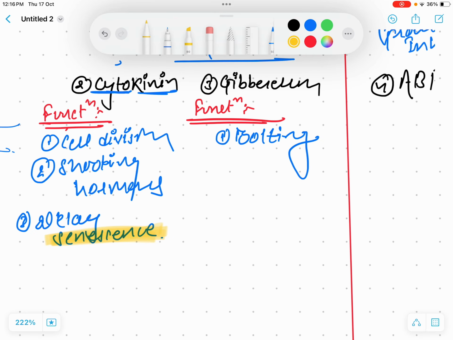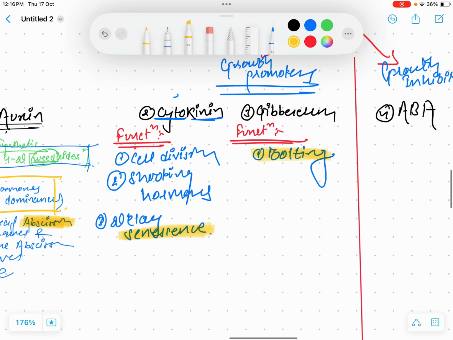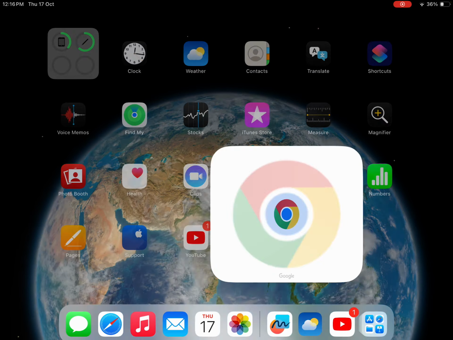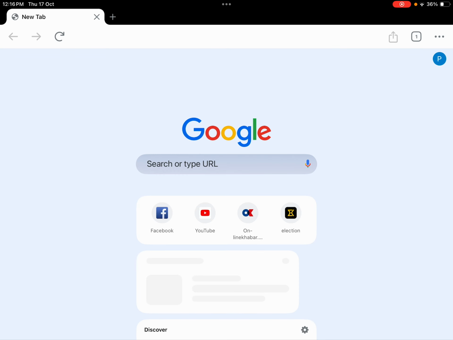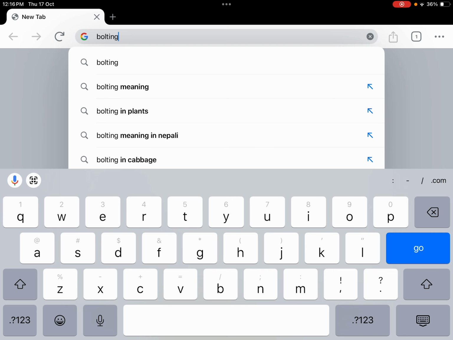Do you know bolting? New terminologies are coming, so keep that in mind. Okay. So bolting is actually, let me show you what bolting is. Just let me show you what bolting is. Okay.